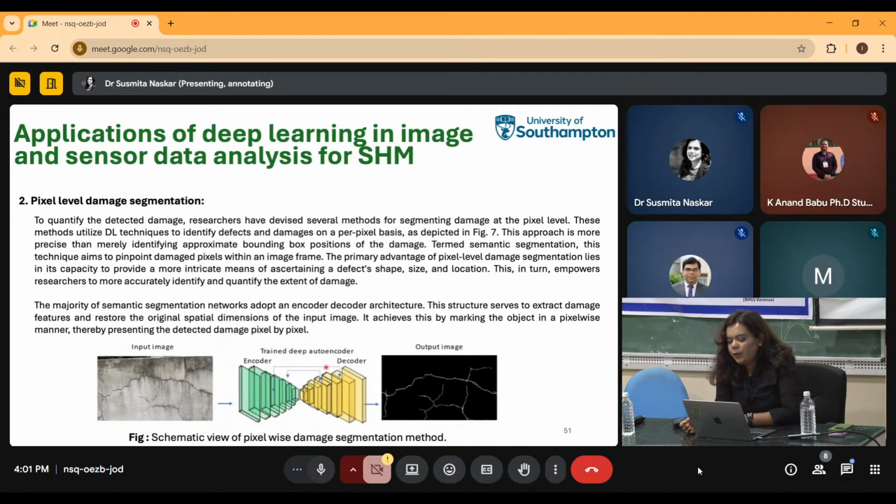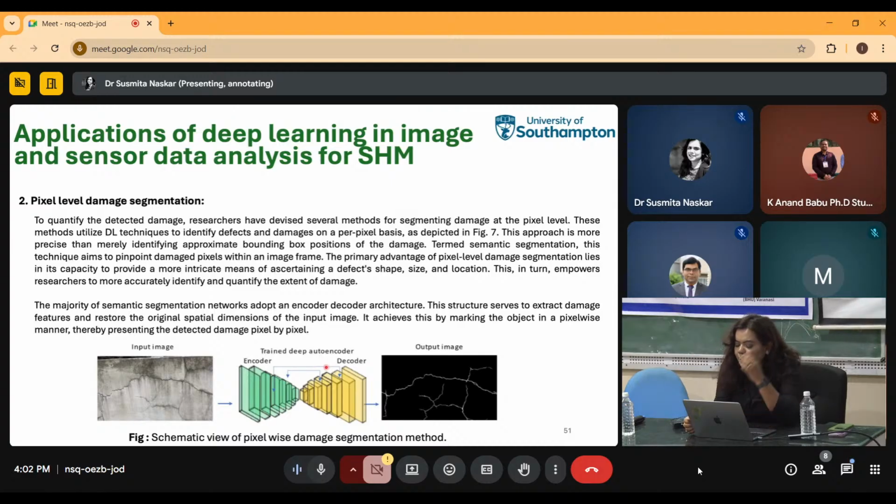So now let's try to look into another case, which is pixel level damage segmentation, right? And how it actually works. Traditional methods, as we said, usually detect the damage using approximate bounding boxes, which can only give a rough estimate of where a defect is located.